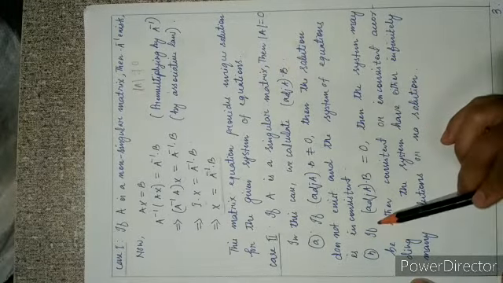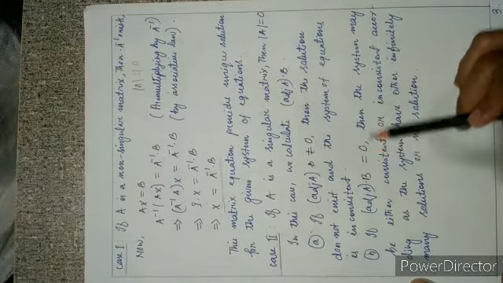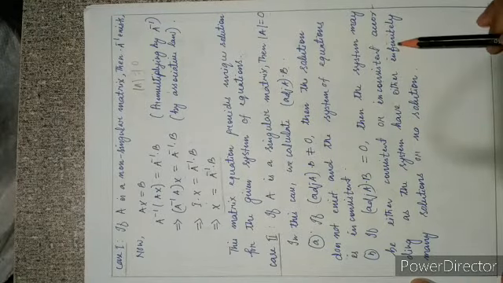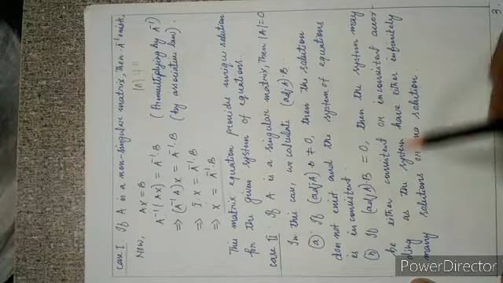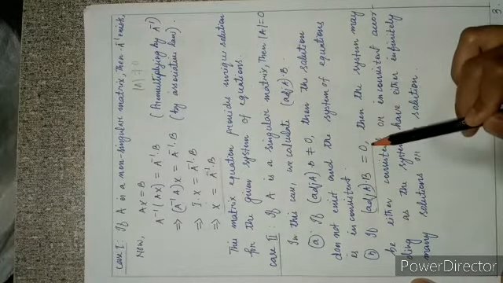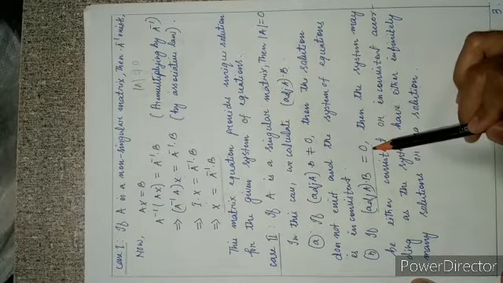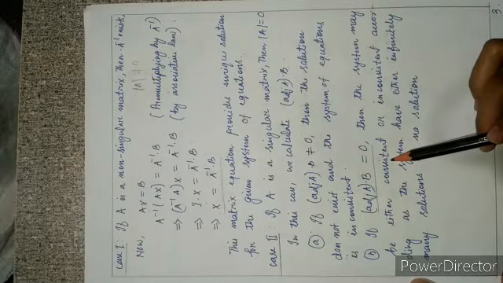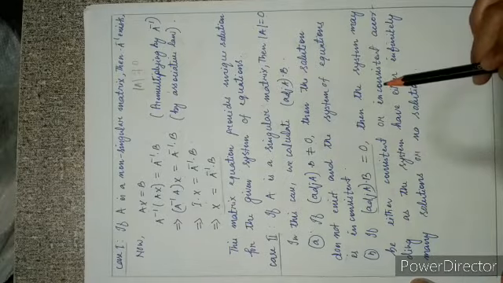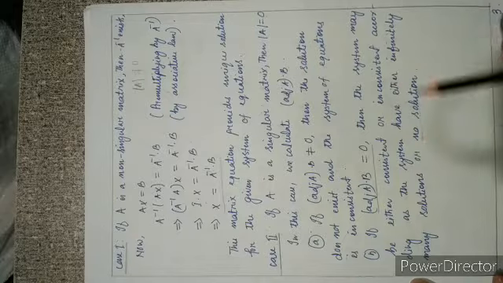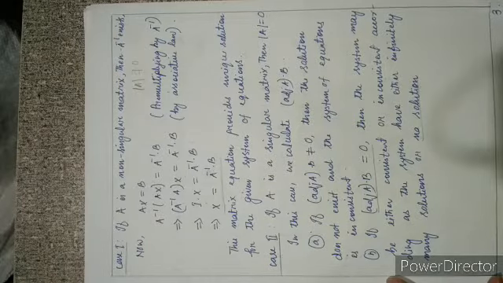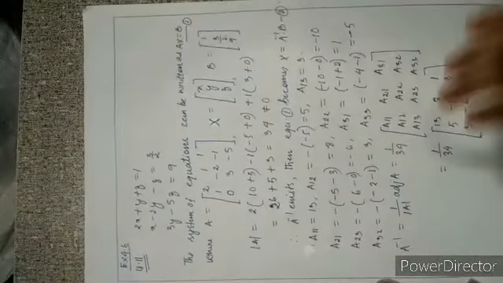Second case: if adj A multiplied by B is equal to zero, then the system may be either consistent or inconsistent, according as the system has either infinitely many solutions or no solutions. If adj A multiplied by B is equal to the zero matrix, the system may be inconsistent or consistent. If it is consistent, it has infinitely many solutions, that is, more than one solution. If it is inconsistent, it has no solution at all. In this case, the system of linear equations cannot be solved by using the inverse of the A matrix.